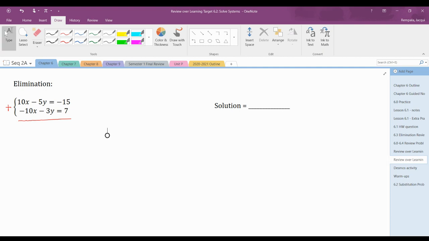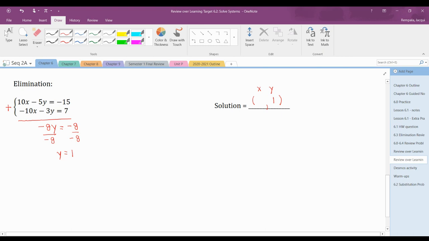Now I can add up the y's. Well, negative 5 plus negative 3 will give us a negative 8y. If I add up the numbers, negative 15 plus 7 is going to give us negative 8. We can then solve for y by dividing both sides by negative 8, and we get a value of y to be positive 1. So since we were able to come up with a value for one of my variables, I know my solution is an ordered pair where x goes first and y goes second. So because we solved for y, I get to put that number second.